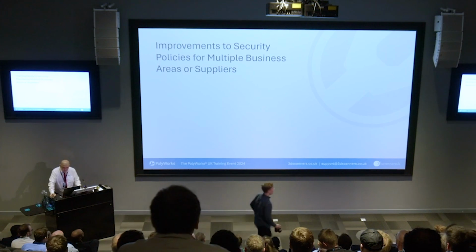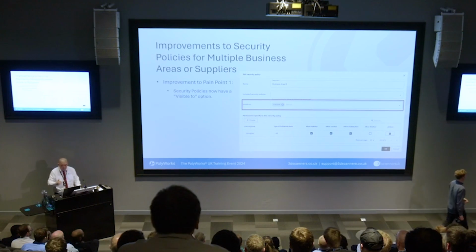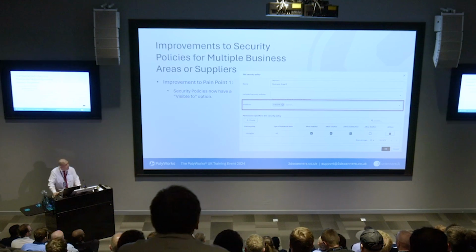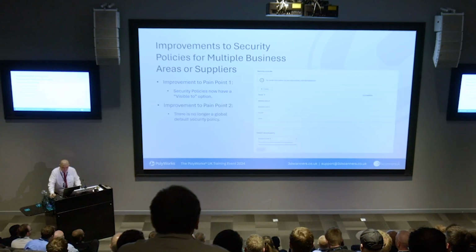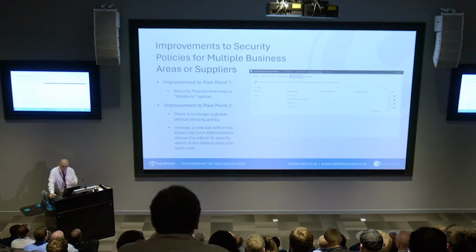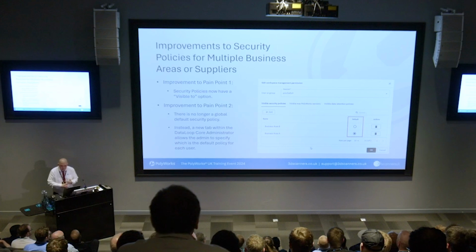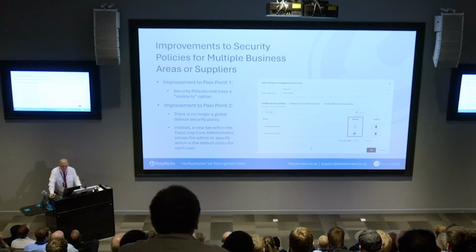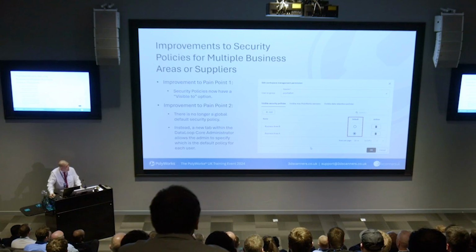So an improvement that Intermetric has made is they've added a new visible to option when creating or editing these security policies. And the way that Intermetric have improved pain point 2 is by simply removing that global default security policy. Instead, they've introduced a new workspace management permissions tab where you can pick per user or per group what their default security is. So now when you upload new workspaces to DataLoop, you will only see the security policies that are applicable to you, and it will upload to the security policy that you pick rather than just the default global security one.